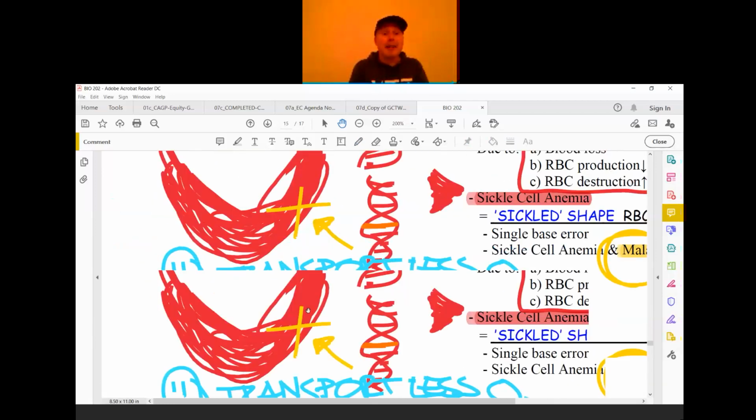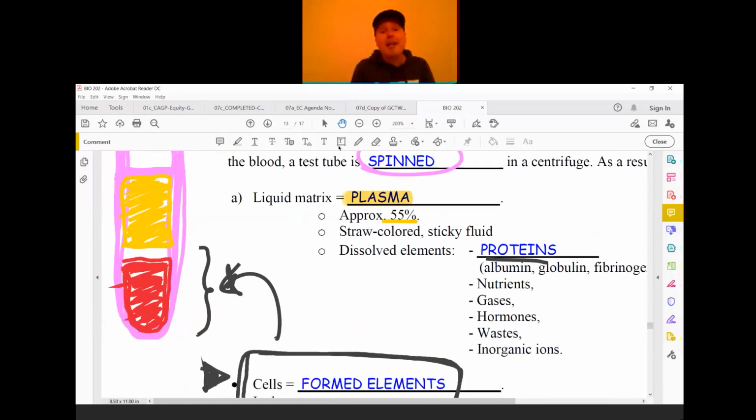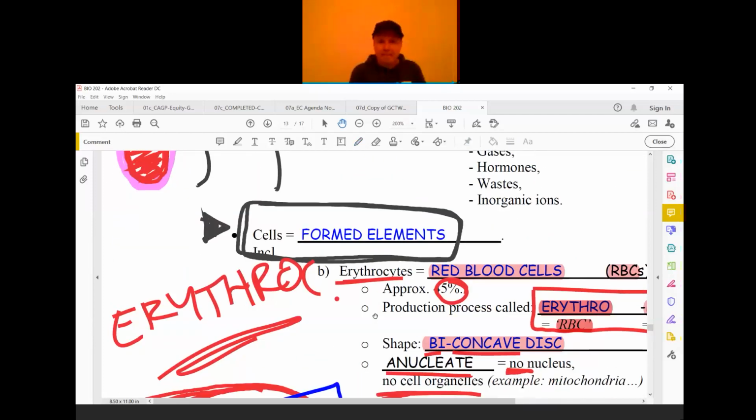Let's go back to this diagram that we drew about the test tube. And the white blood cells are in their weight somewhere between the plasma and red blood cells. So they're kind of in a weight in between those two. So they end up building up in between those two layers. Less than 1% of the total volume of the blood.